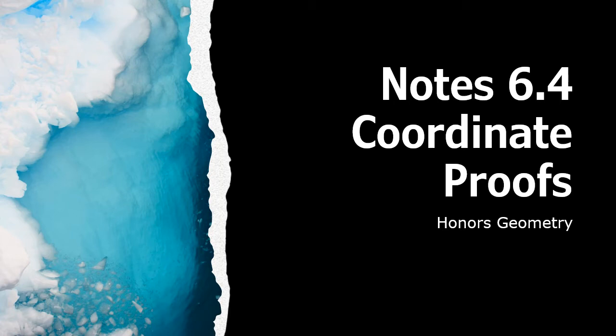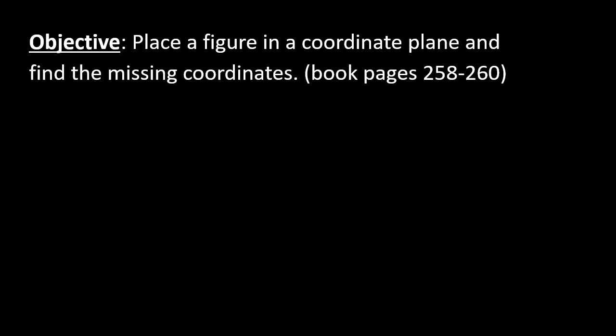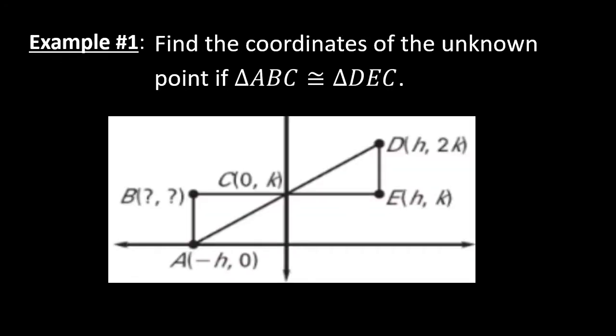Today we're going to talk about 6.4 notes, and it is over coordinate proofs. Our goal is to place a figure in a coordinate plane and find the missing coordinates. Seems easy, except for the fact that we are not using numbers. We are using letters. All right, so example number 1.